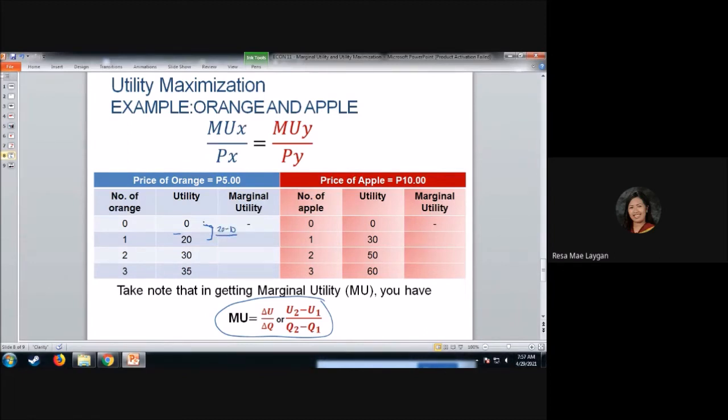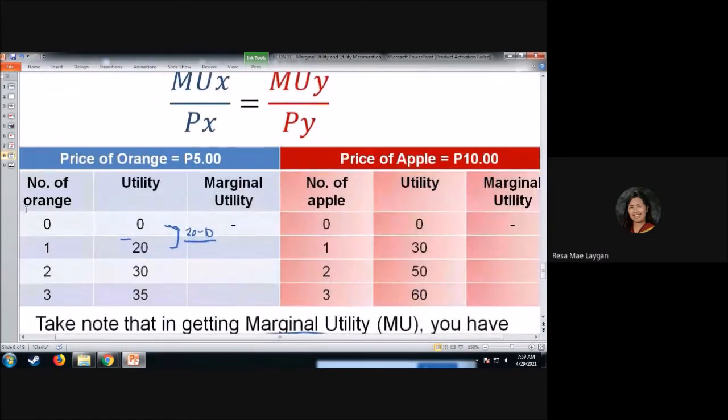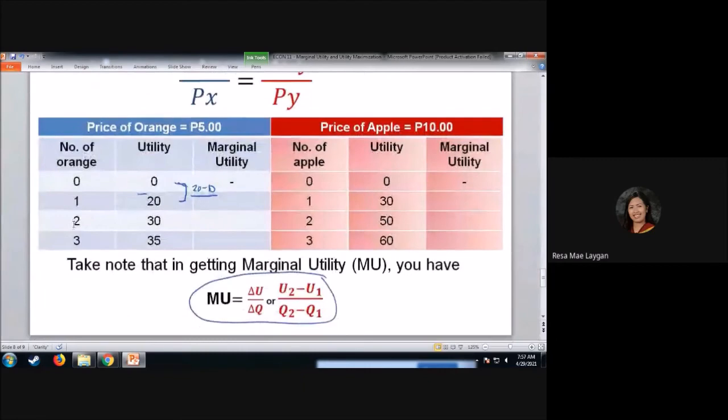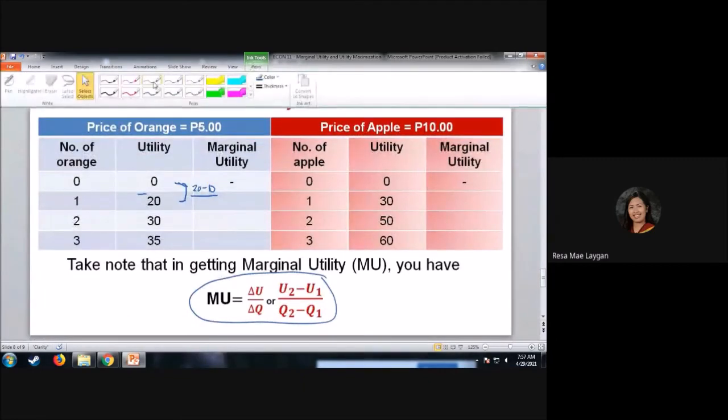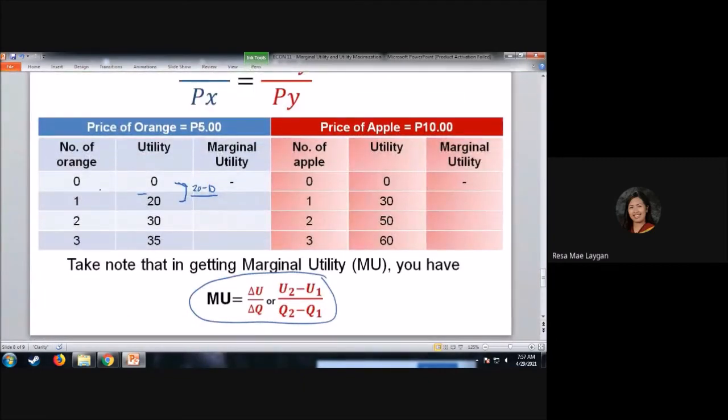Divided by, so I'm going to zoom this out so that it is clear for you guys. Here, 1 minus 0. So you have here 20 divided by 1. So your marginal utility here is, magkano? 20, right?